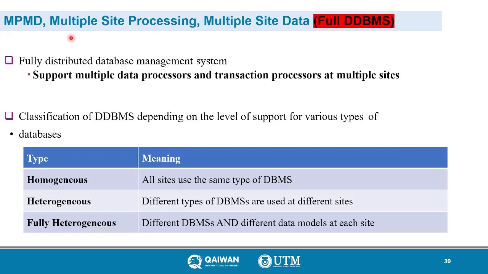Now, MPMD, multiple site processing, multiple site data, is a fully distributed database management system. It supports multiple data processors and transaction processors at multiple sites. Classification of a distributed management system depends on the level of support for various types of databases. The types are homogeneous, heterogeneous, and fully heterogeneous. Homogeneous means all the sites use the same type of distributed management system. Heterogeneous means different types of DBMS are used at different sites. Fully heterogeneous means different DBMS and different data models at each site or in each location.